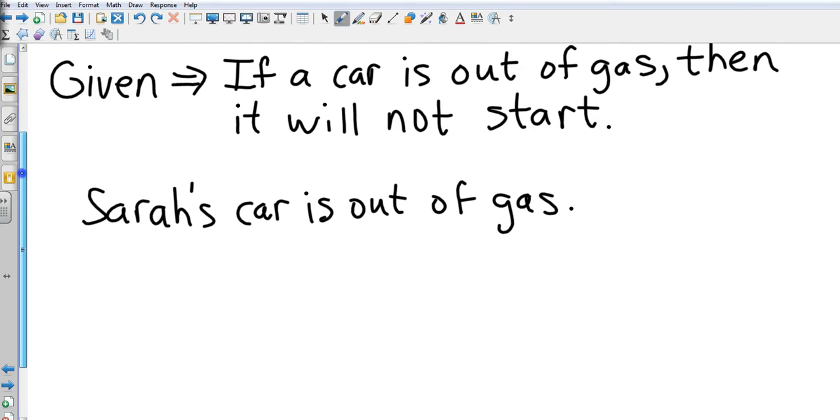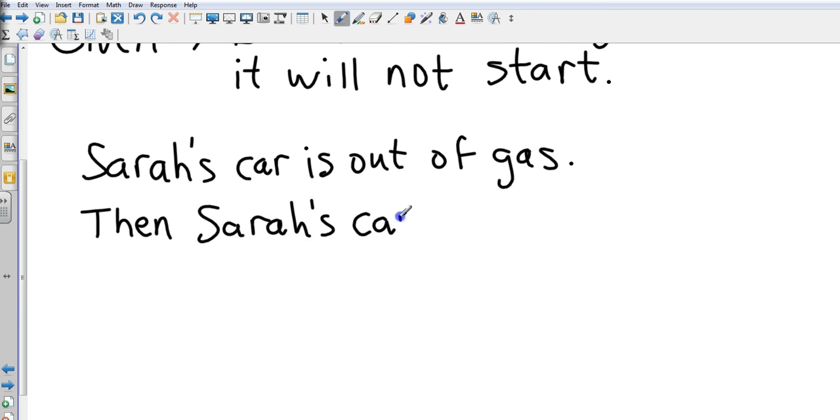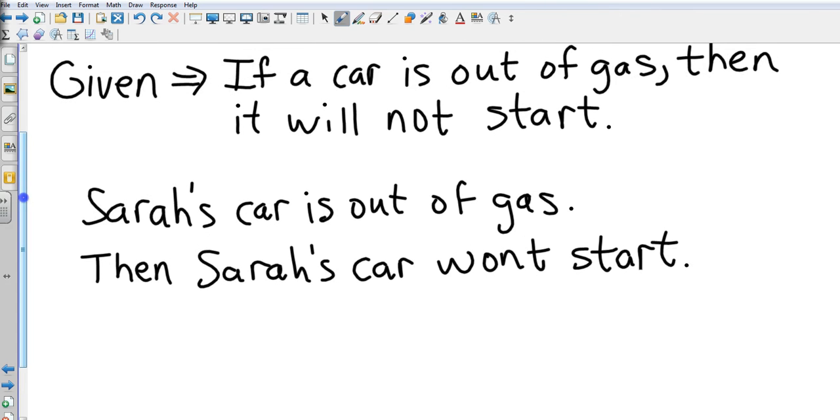The conclusion that I'm going to come up with is because Sarah's car is out of gas, then Sarah's car won't start. You know, the initial statement had nothing to do with Sarah's car, but we can use the law of detachment to prove that because Sarah's car is out of gas, then Sarah's car won't start, according to the statement.